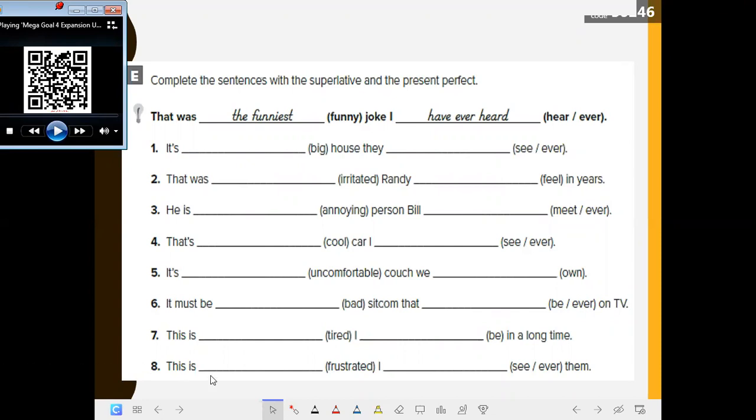I asked you what is the form of the superlative adjective, and I want to know the present perfect. What is the present perfect?